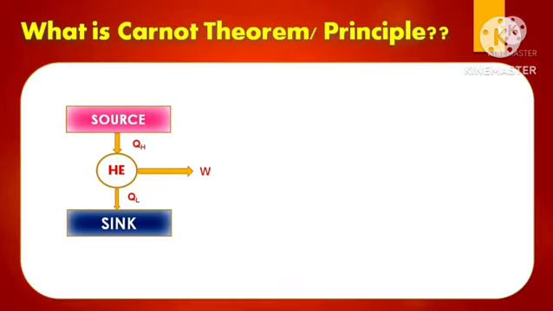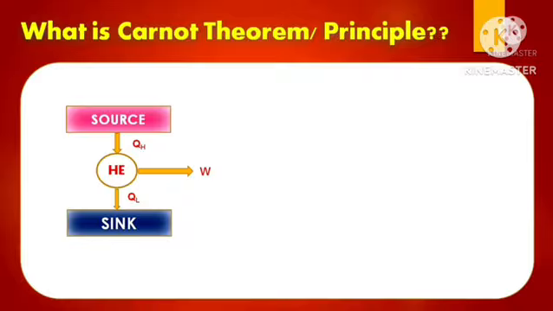In this diagram, you can observe heat engine is connected with one source and sink. For an engine, heat energy is collected from the source and waste heat is rejected to the sink. Some amount of energy collected from the source is converted into work and remaining energy is rejected to the sink.